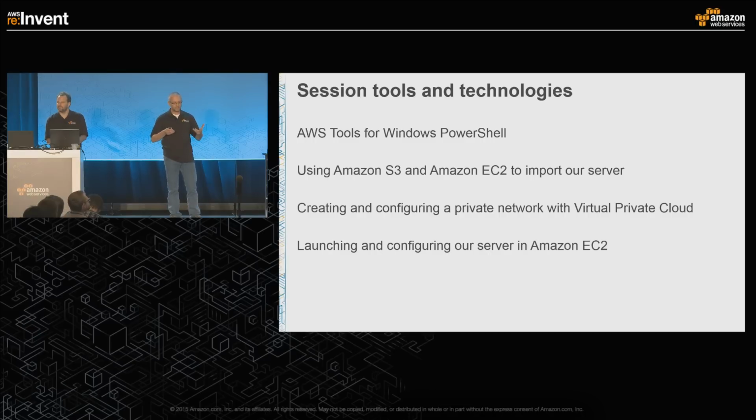We're then going to use Amazon S3 and Amazon EC2 together to actually import our server. We're going to be using the new import service that EC2 launched, I believe, earlier this year, which is when I blogged about it. We're then going to create and configure the private network with Virtual Private Cloud. And we're going to use Amazon EC2 Simple Systems Manager to do some post-launch configuration. We're going to want to do things like domain join. We want to set up the monitoring.